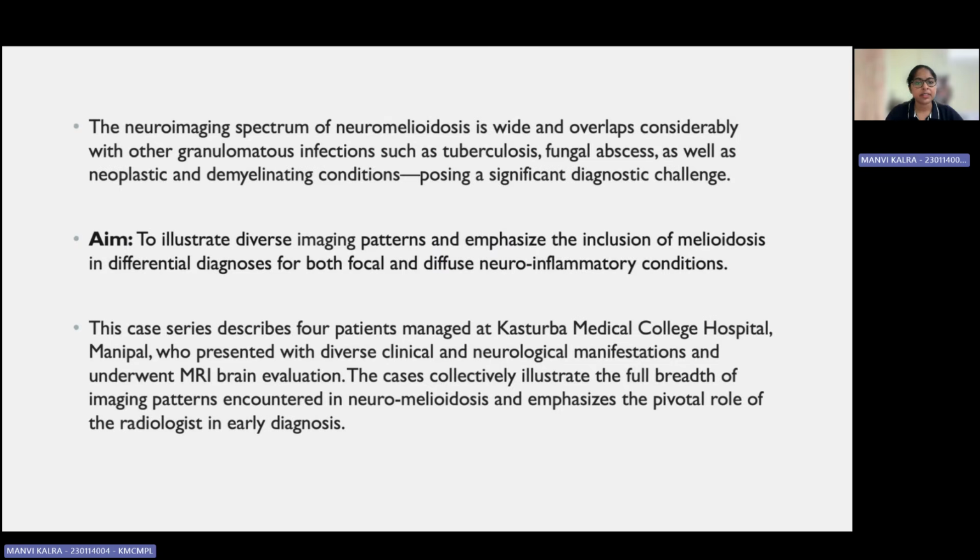The aim was to illustrate diverse imaging patterns and emphasize the inclusion of melioidosis in the differential diagnosis for both focal and diffuse neuroinflammatory conditions. This case series describes 4 patients managed at our hospital who presented with diverse clinical and neurological manifestations and underwent MRI brain evaluation. The cases collectively illustrate the full breadth of imaging patterns encountered in neuromelioidosis and emphasize the role of early diagnosis.